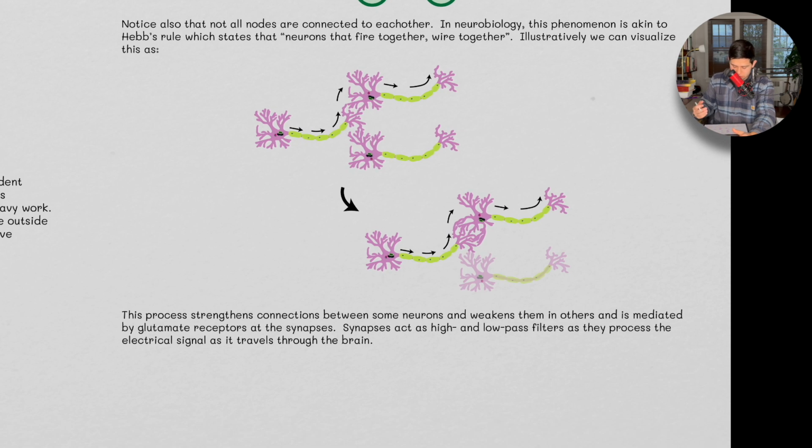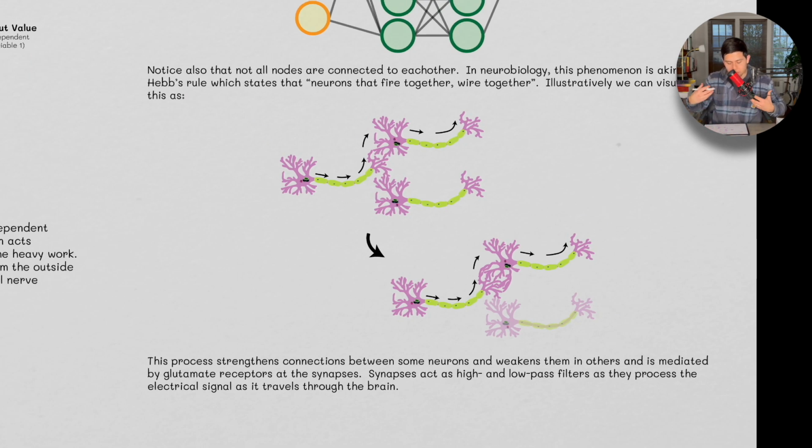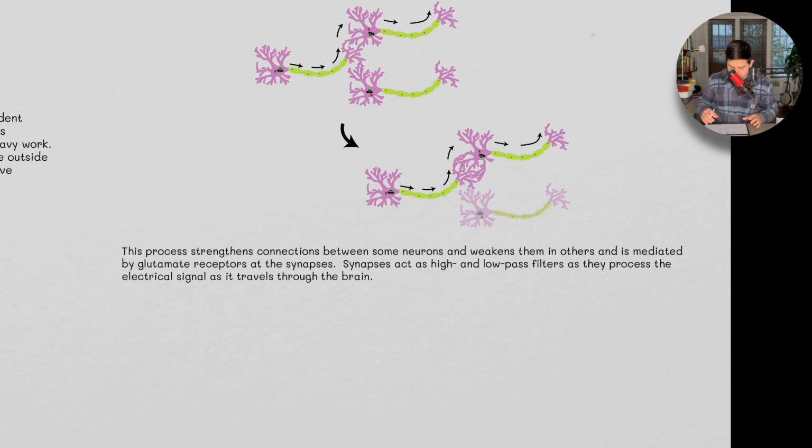This process strengthens connections between some neurons and weakens them in others, and is mediated by glutamate receptors at the synapse, right? So I studied glutamate receptors when I was doing my research in graduate school, and these glutamate receptors are located at the synapse, and they are responsible for recruiting more proteins to enhance the strength and the signal between neurons. Synapses act as high pass and low pass filters as they process electrical signals as they travel through the brain.